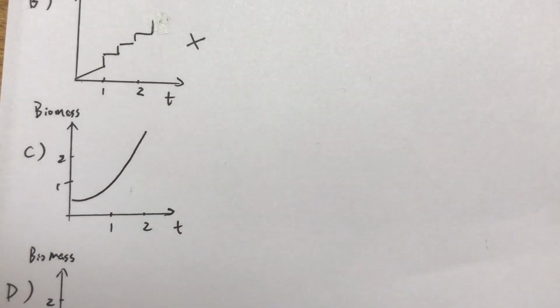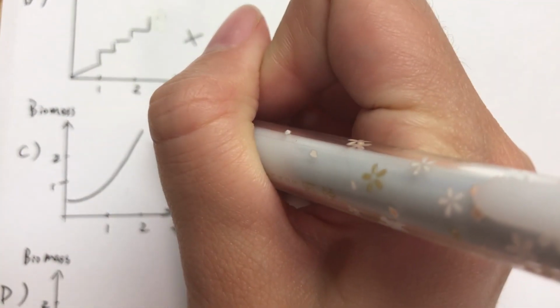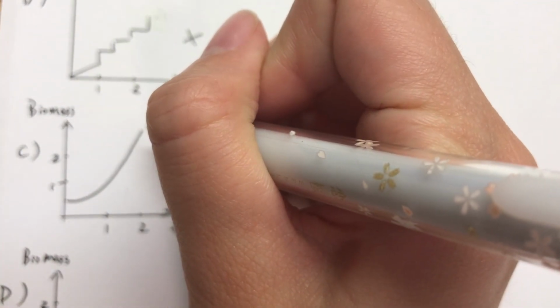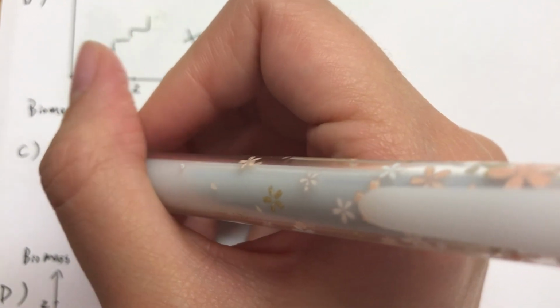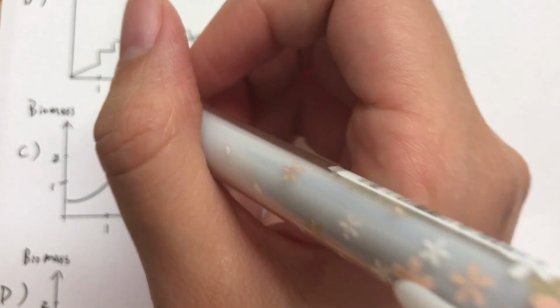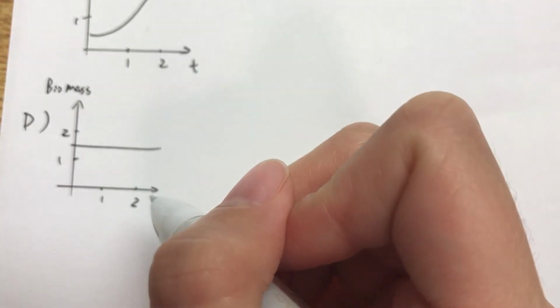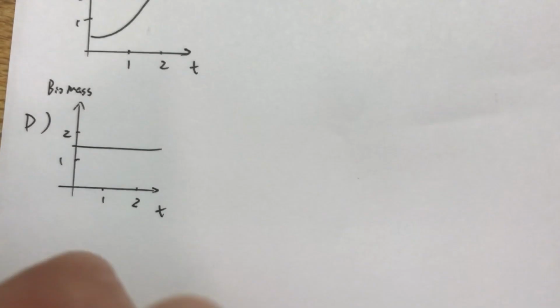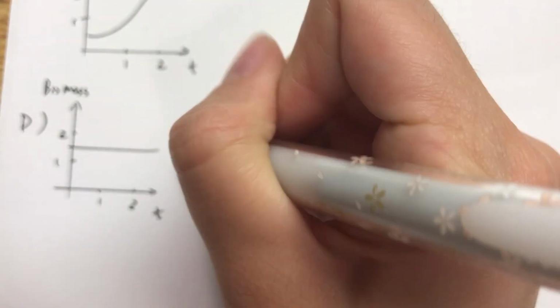Okay, for choice C, this is the graph of an exponential function, where each year the biomass doubles. So this should be the correct answer. And choice D is only a flat line. You cannot see any increase in this choice, so this one is also incorrect.